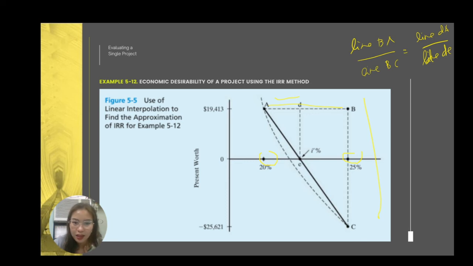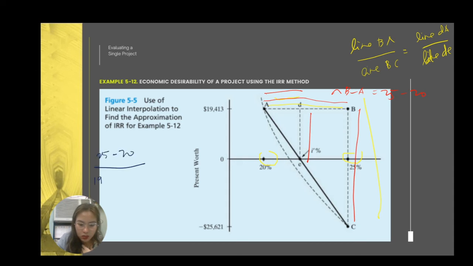Line BC is parallel to line DE. BA is the segment B minus A, which is 25 minus 20%. So we have 25 minus 20% over the 19,413 that we computed at i equals 20%.